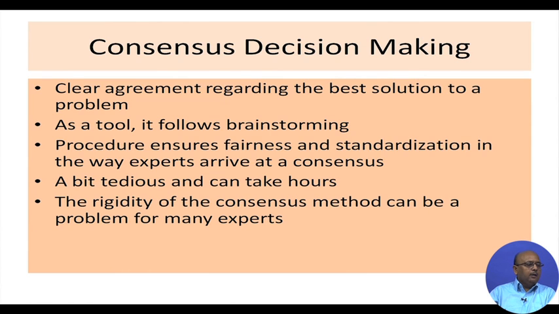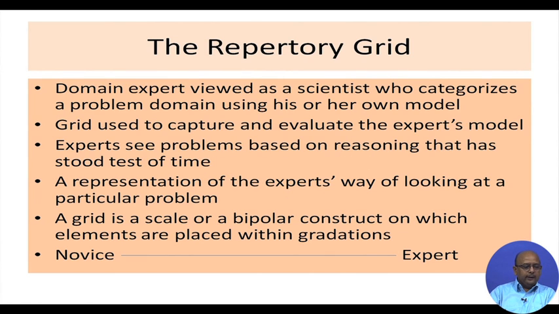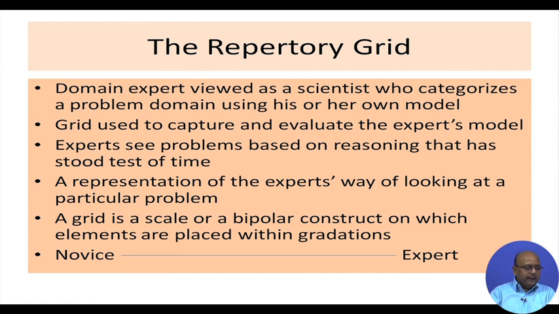Then repertory grids. Repertory grid is again where the expert is going to define the problem depending upon the kind of knowledge, the theoretical framework, or the experience and learning that they have. The idea is using a grid to capture the expert's model. For example, for a similar problem, two experts come out with different solutions, and the solution is based upon how the person has reasoned it out, that is, how the person has cognitively processed the information and come out with a solution. So, a grid is nothing else but the representation of the expert's way of looking at a particular problem.